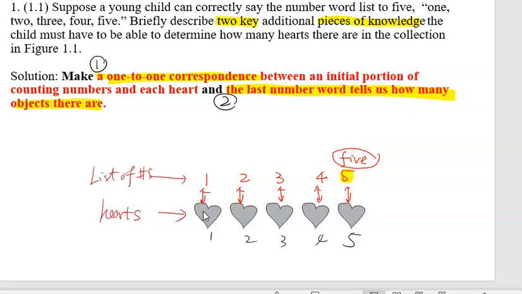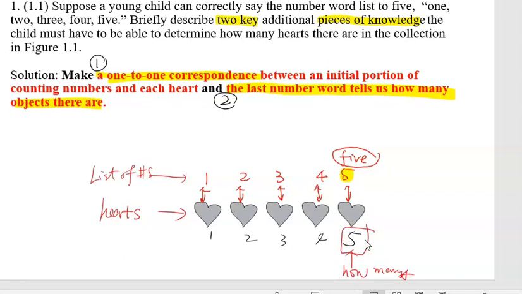Or sometimes he would just say 10, or just a random number. The problem is he didn't know the last number word he said tells us how many. He didn't connect these two things, the last number word and how many. He just thought how many is just a random number. Okay, so in order to be able to count how many real-life objects there are, they need to know these 2 pieces of information. Not only one-to-one correspondence, but also that the last number they say tells us how many.